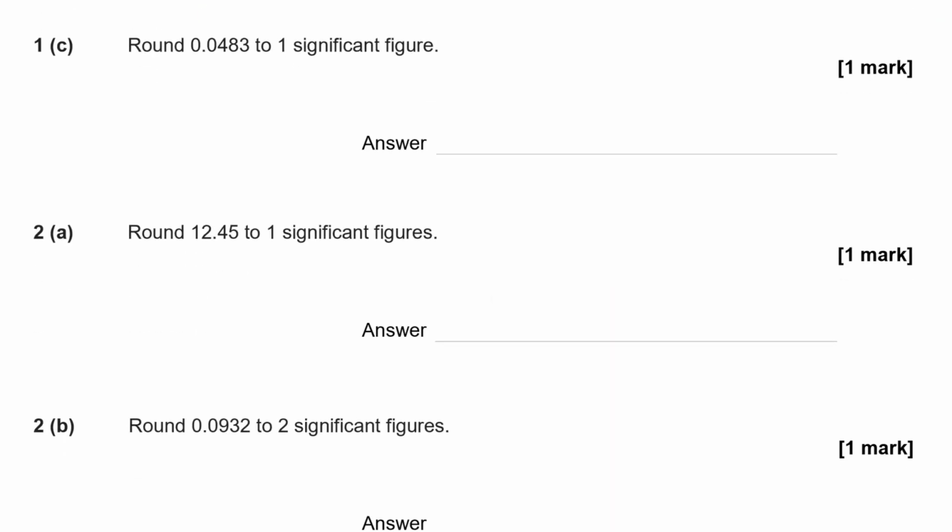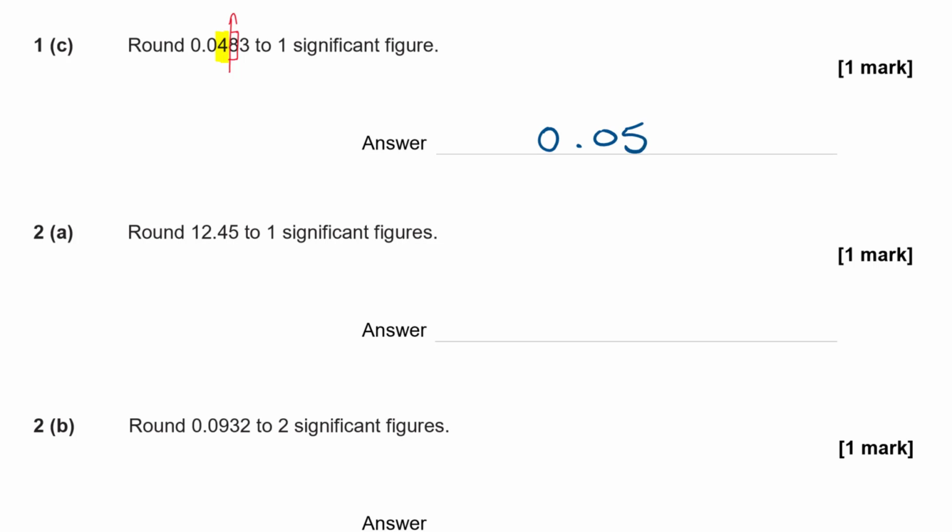Right, 1C, round 0.0483 to one significant figure. So my first significant figure is my first non-zero digit, which this time is this 4 here. The zeros in front of it I can just ignore. So I'm going to round off after that 4, so my round line is coming in here. I'm going to look at the very next digit. Now this time my very next digit is an 8, so I'm going to round up. So it's going to become 0.05. That 4 is going to round up to a 5.